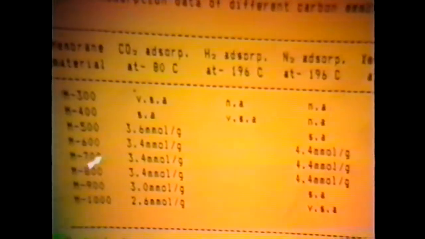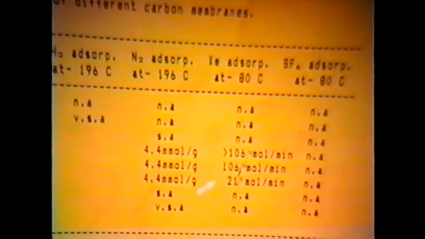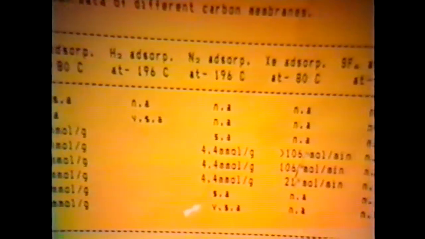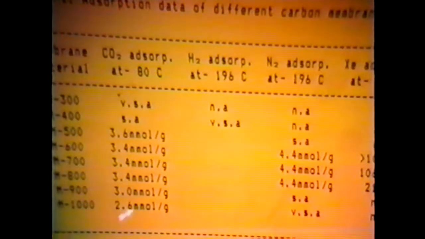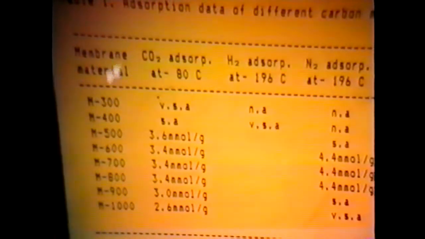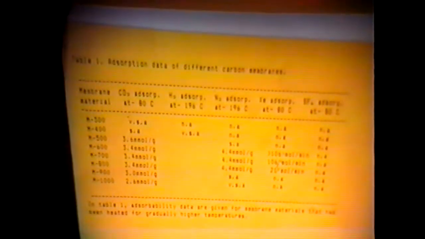And later on, we started to close the membrane again, and you can see that here, xenon is not adsorbing at all, nitrogen is slowly adsorbing, and we can reach a point where only carbon dioxide is adsorbing. That's adsorption data on the carbon material. So we have a real molecular sieve material.